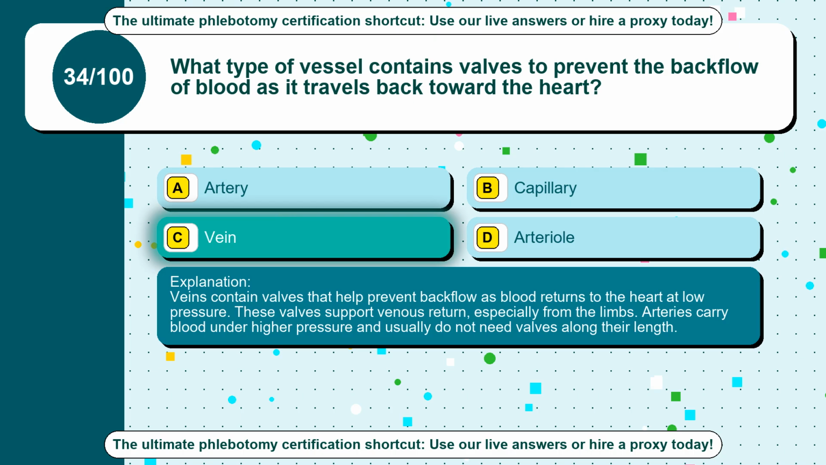Veins contain valves that help prevent backflow as blood returns to the heart at low pressure. These valves support venous return, especially from the limbs. Arteries carry blood under higher pressure and usually do not need valves along their length.